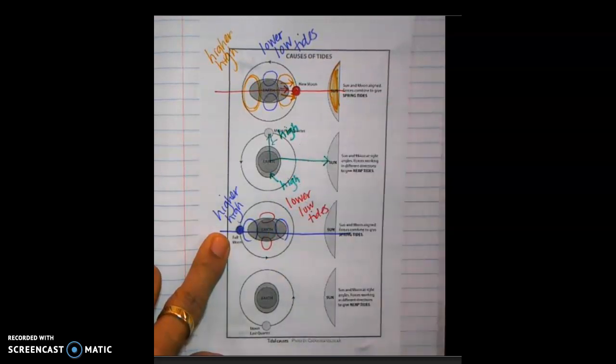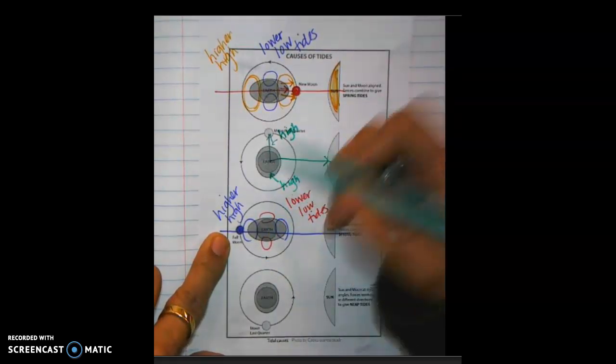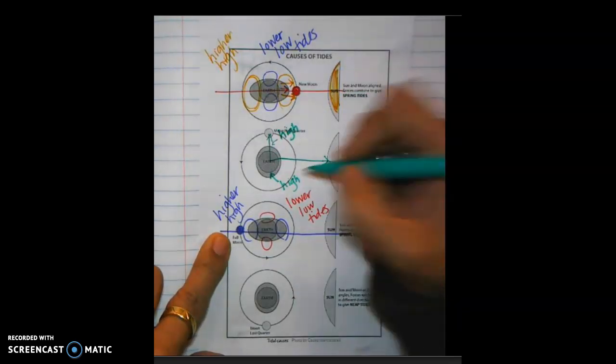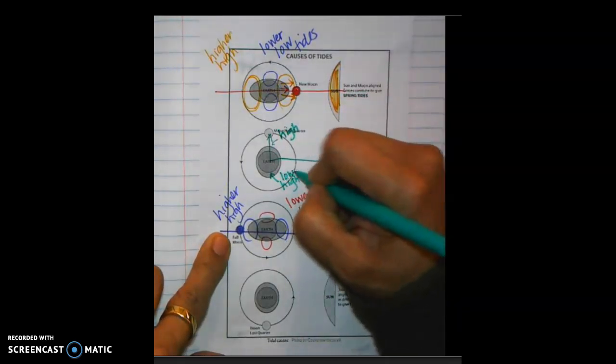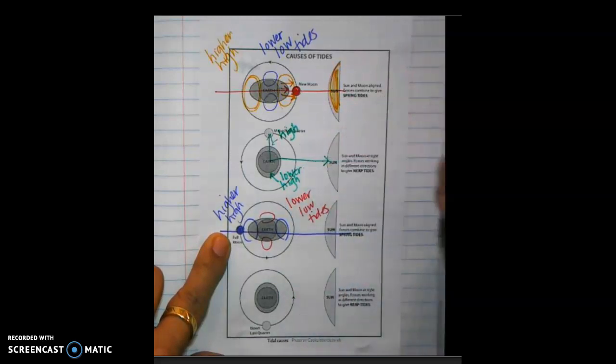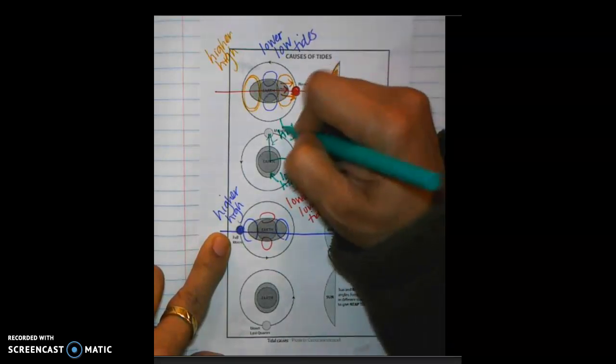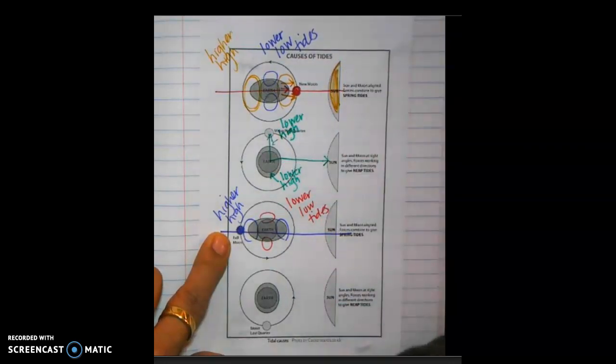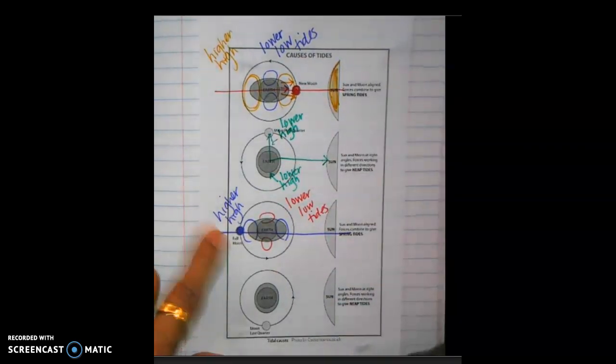But if you notice, just looking at the water here, these are not as high as they normally are. So these are lower than normal high tides. These are my lowest high tides, I guess. And again, because we've got the sun kind of counteracting that little area right there.